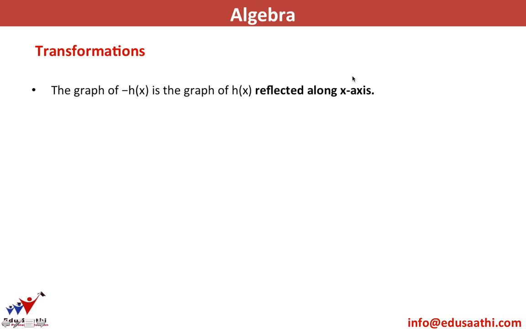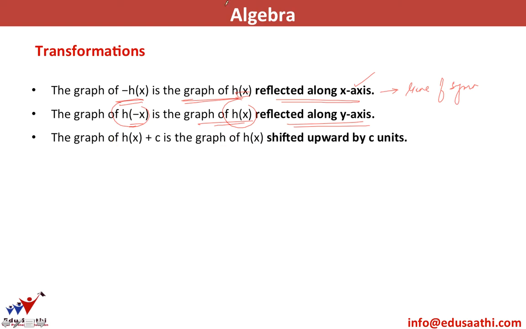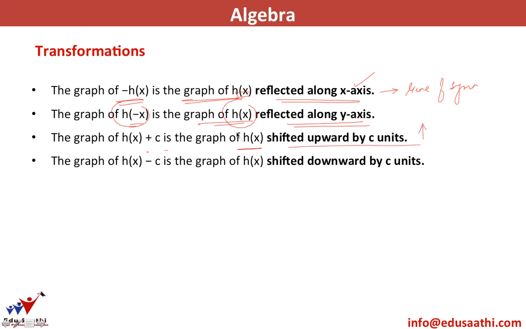The other thing that we'll be looking at is transformations. The graph of minus h(x) is the graph of h(x) reflected along the x-axis. It's something like, the x-axis acts as the line of symmetry. The graph of h(minus x), so if minus is inside, is the graph of h(x) reflected along the y-axis. The graph of h(x) plus c is the graph of h(x) shifted upwards by c units. The graph of h(x) minus c is the graph of h(x) shifted down by c units.